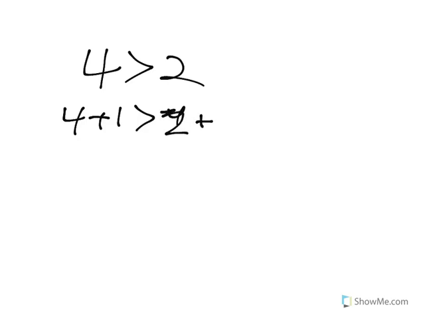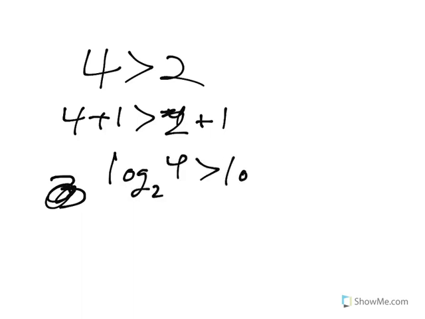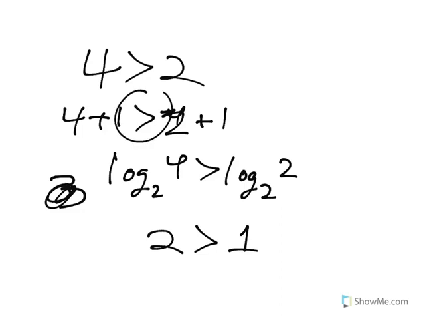4 plus 1 is bigger than 2 plus 1. If I do the log of whatever base, in this case base 2, of both sides, it seems like it's still going to be true. Log base 2 of 4 is 2. Log base 2 of 2 is 1. So it seems like I can just take the log of both sides and keep the inequality sign in the same direction.